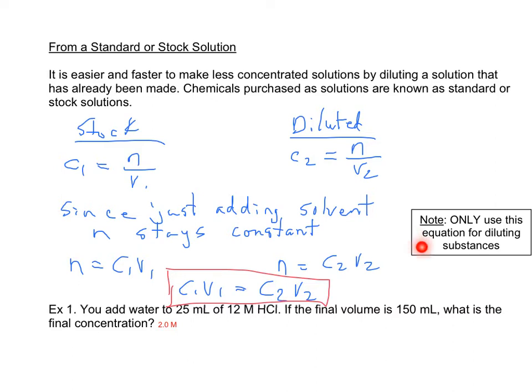It's really important to note that we can only use this equation for diluting substances, not for changing one chemical into another. This equation does not take into account the mole ratios that are required to do chemical conversions using stoichiometry.